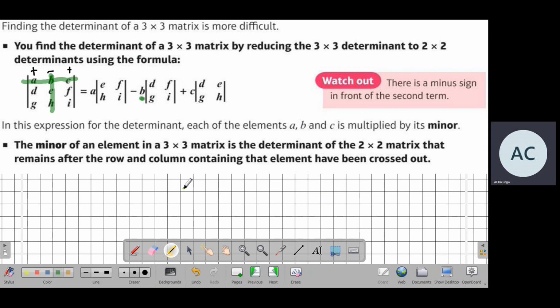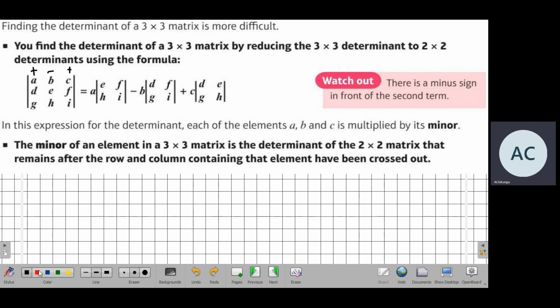Plus C. So C, if you go to C now, you do this. That's how you're going to do it. Cancel the row and the column from C. You're left with this minor, which is D, E, G, H, but with a plus. Are we together? So this is the formula that you would use to calculate what? Determinant.